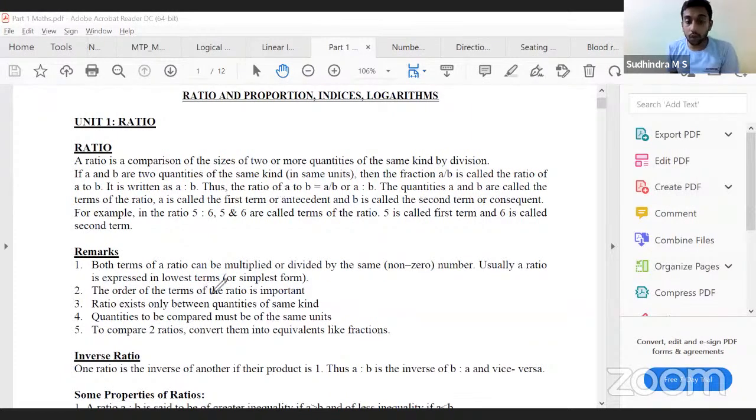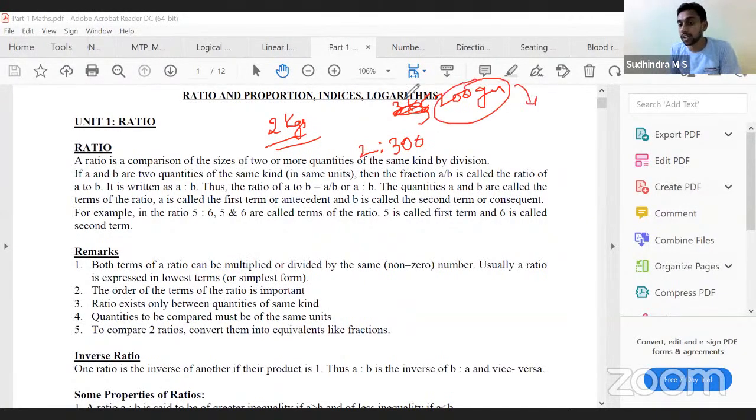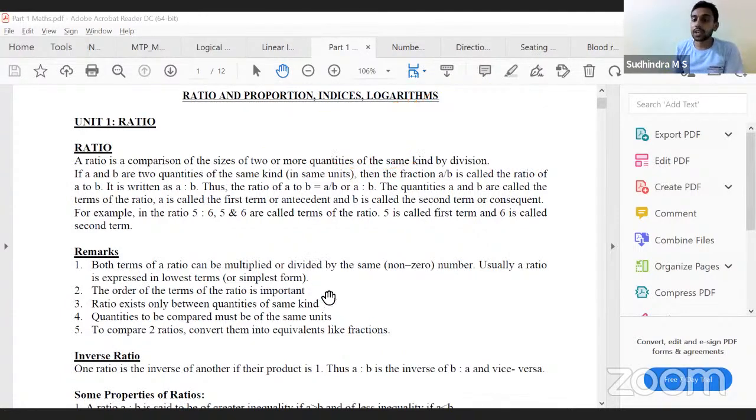Ratios exist only between quantities of the same kind. Now, if I have 2 kgs of rice and 3 kgs of wheat, I can say 2:3. But if it is 2 kgs of rice and 200 grams of wheat, no, I cannot write 2:200. It is not the correct ratio. So these grams have to be converted into kgs, or kgs have to be converted into grams, and then we have to come up with the ratios, right? So to get ratios, it has to be the same quantities, same units rather.